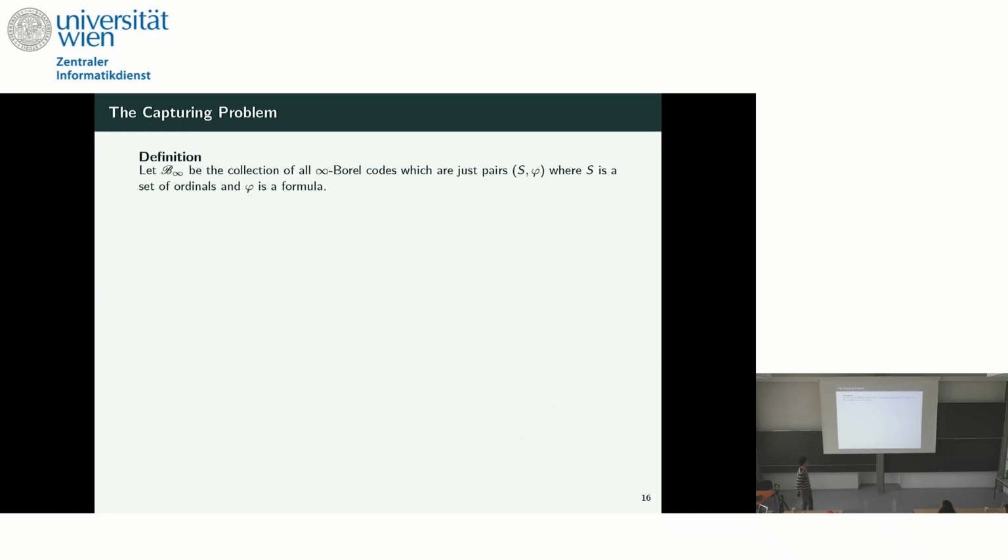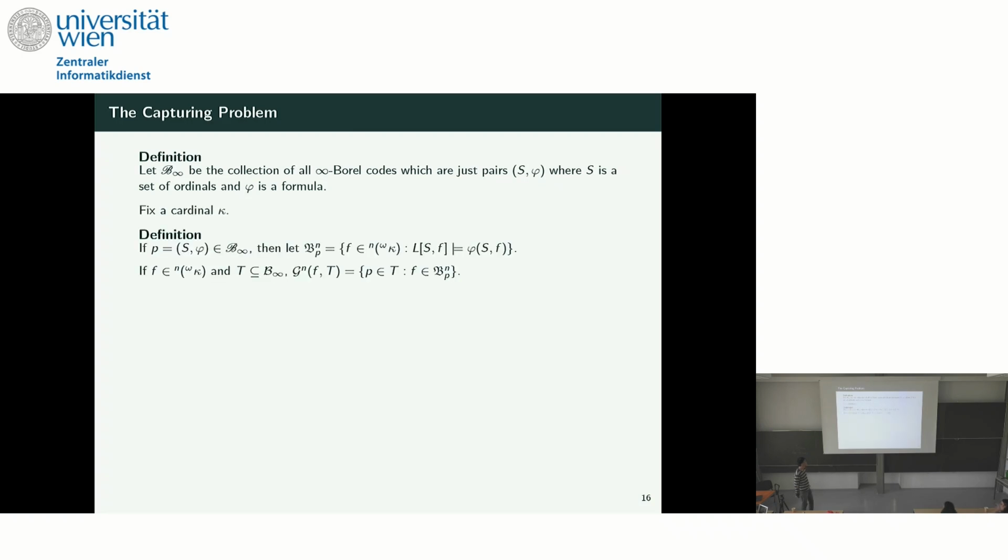Now I'll define what infinity-Borel code is. So let B infinity be the collection of infinity-Borel codes. So this is nothing more than a pair S, phi, where S is a set of ordinals and phi is a formula. Fix the cardinal kappa once and for all. Now, if P is an infinity-Borel code, then we'll let B_n sub P be the collection of functions from kappa to omega to the n that satisfy that infinity-Borel code. And if you have a function f from kappa to omega to the n, and you have a subset of infinity-Borel codes, then we'll let G_f be the collection of all infinity-Borel codes that f lands into.